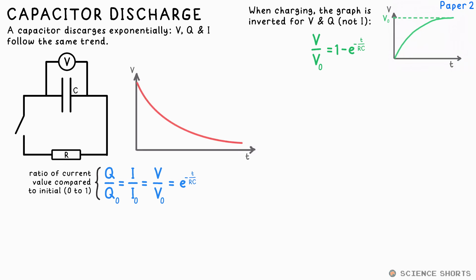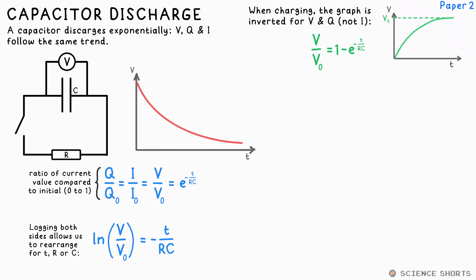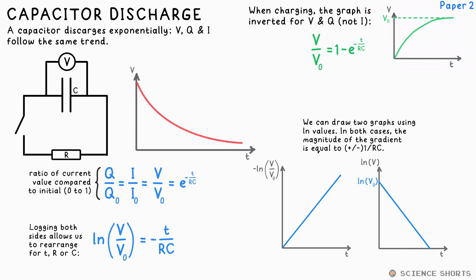Once again, this works for charge, but current still decays when charging. It doesn't increase, it decreases, which makes sense, doesn't it? To rearrange for t, R, or C, we natural log both sides, leaving us with log or ln on the left. Yes, I can say that even though it's a natural log. ln(V over V0) equals minus t over RC.